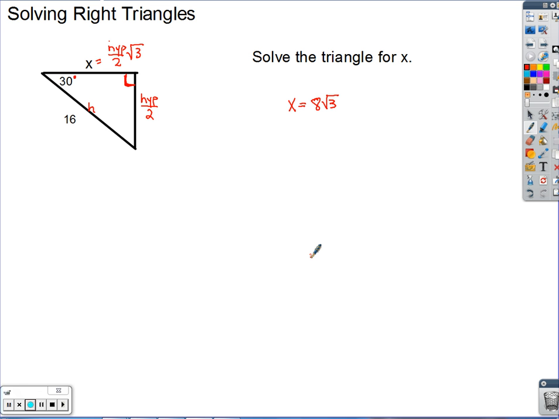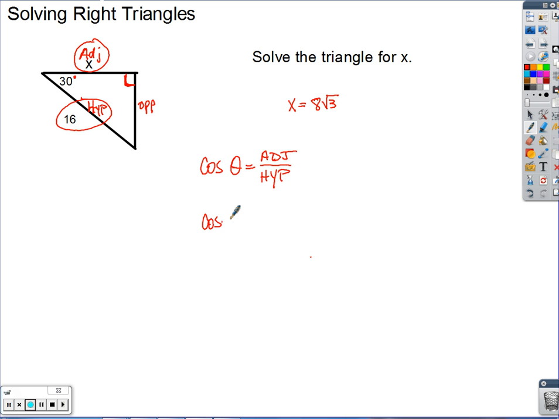You can always just use your sine, cosine, tangent ratios. So let's say I were to do that. Typically, what I tell people to do to start is label your sides. So this is hypotenuse, this is adjacent, and this is opposite. So I have hypotenuse and I have adjacent. Which one am I going to use? I'm going to use cosine, because cosine of an angle is equal to adjacent over hypotenuse. Therefore, cosine of 30 is going to be equal to x over 16.